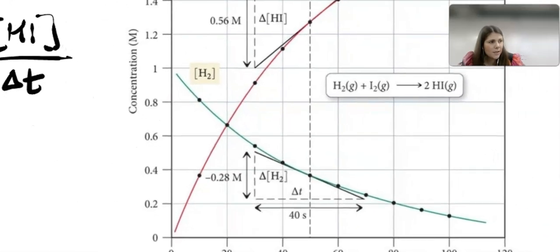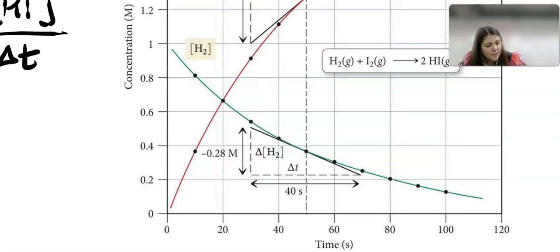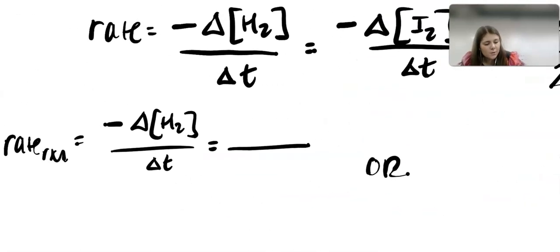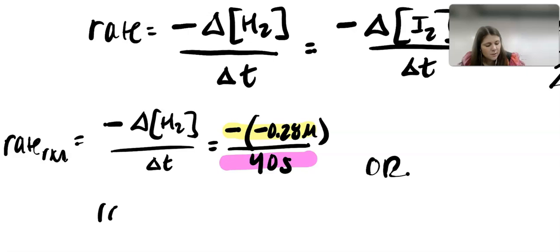So let me zoom in. So you can see here, let me get my highlighter. For the hydrogen, I actually have its change in concentration, minus 0.28, and I also have the time interval, 40 seconds. We're going to plug those two values into that expression. So here I have minus 0.28 molarity divided by 40 seconds. So the rate of the reaction is 0.007 molarity per second.